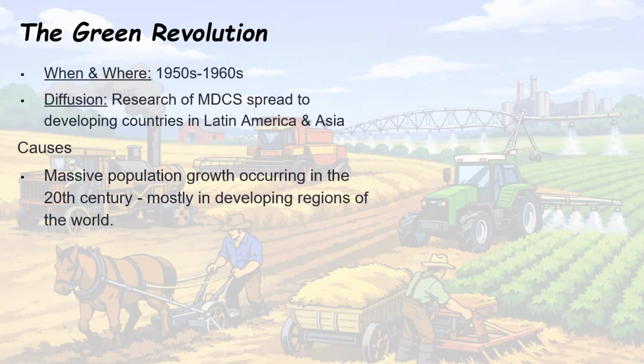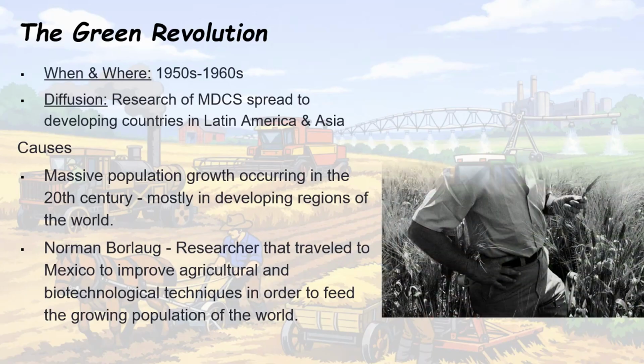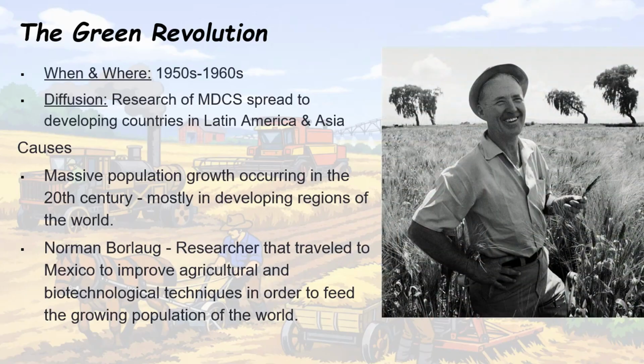It begins in the mid-20th century, and the timing is not random. Massive population growth is happening, especially in developing regions of the world. More people means more pressure on food supply. The stakes? Extremely high. Look at the image on the right.